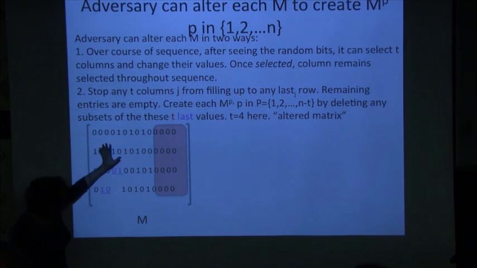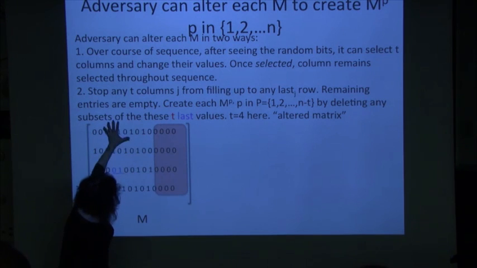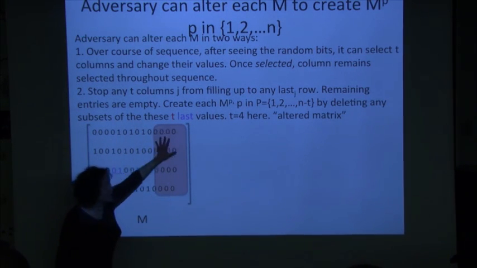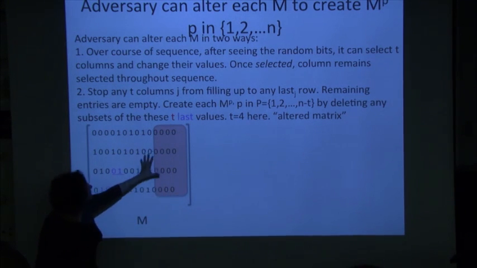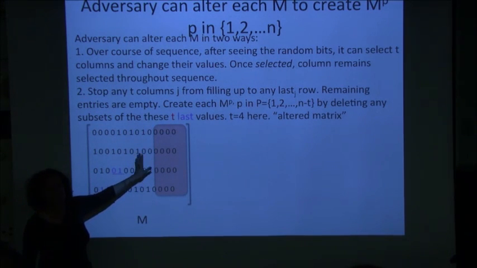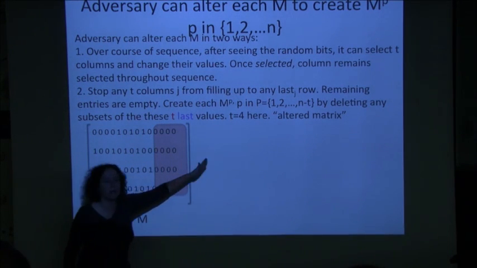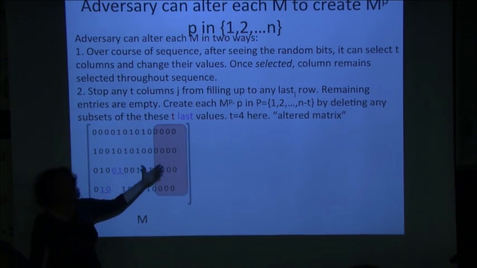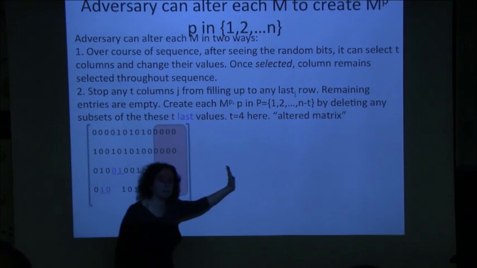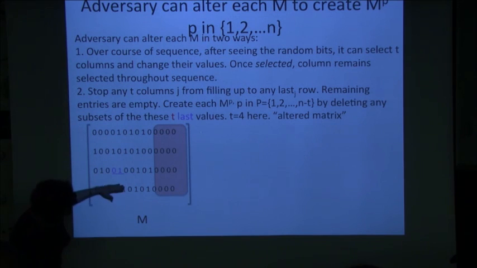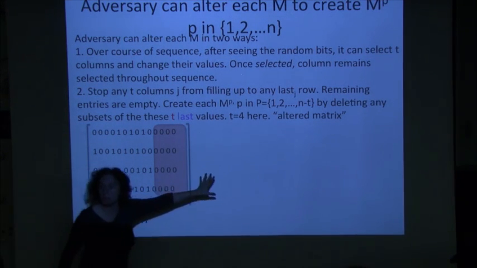For the second type, after it sees all the values, it's going to be able to alter up to T columns of them. However, once it picks those, it doesn't have to pick the T columns right away with the first matrix. It could pick one for the first matrix, another one for the second matrix. But once a column is picked, it stays picked for the rest of the stream. However, there are T places where it can stop, and the places where it stops can vary by matrix.